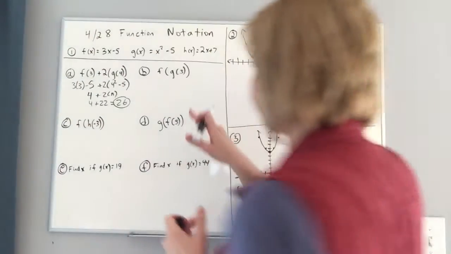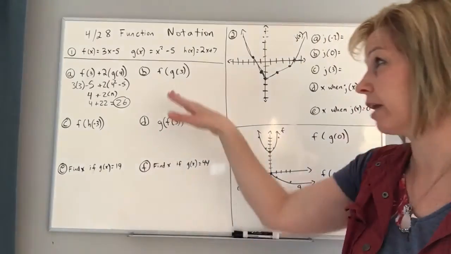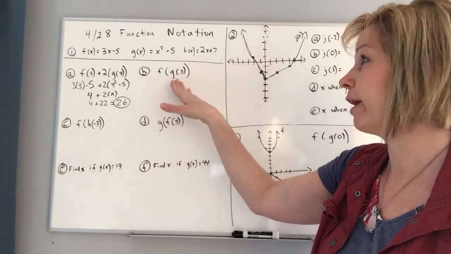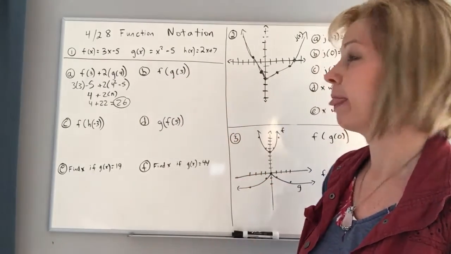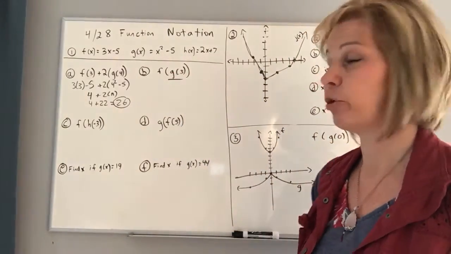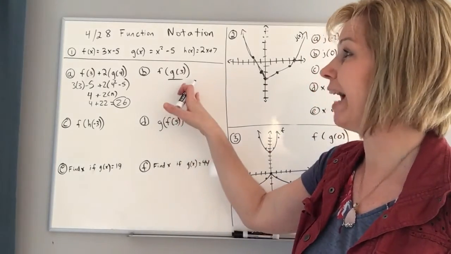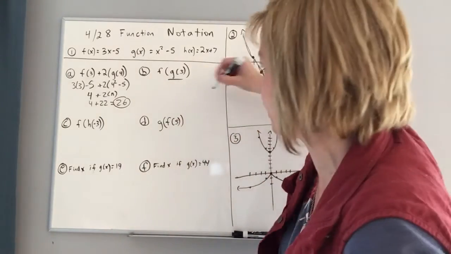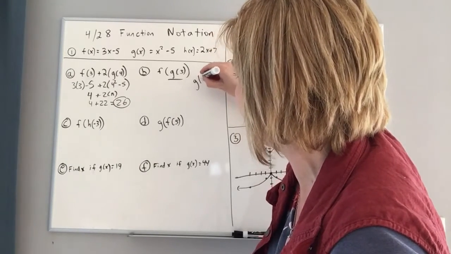All right, so B. What this is called is composition of functions. It says f of g of 3. So always work inside out. Start with the inside. We know how to do this, we were just working on it in yesterday's worksheet. Find g of 3 first. That's off to the side. I know I put a lot of stuff on this board. Let's find g of 3.